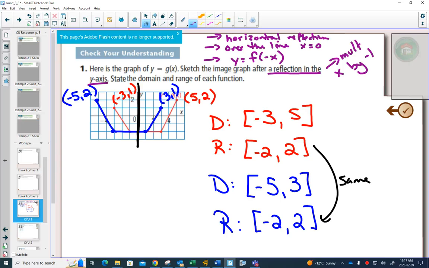Nothing changed. But look what happened to our x values. They did change. Can you see that they've been multiplied by a -1? Your smallest value, which was -3, if I multiply that by a -1, it becomes my biggest value at +3. And my biggest value at +5, when I multiply that by -1, becomes my smallest value at -5.